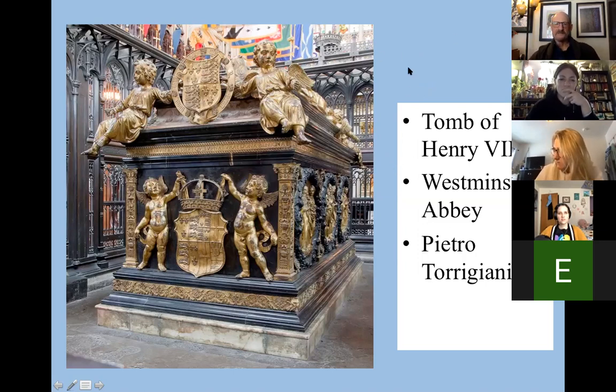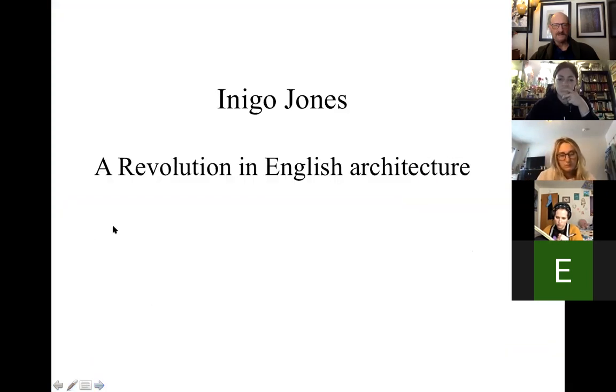So Pietro goes off to England, and he ends up designing the tomb of Henry VII in the chapel of Henry VII. So you can see in the background Gothic windows, and in the foreground, high Renaissance sculpture with cupids and classical columns and so on. It's an amazing contrast. So that's the guy who broke Michelangelo's nose.